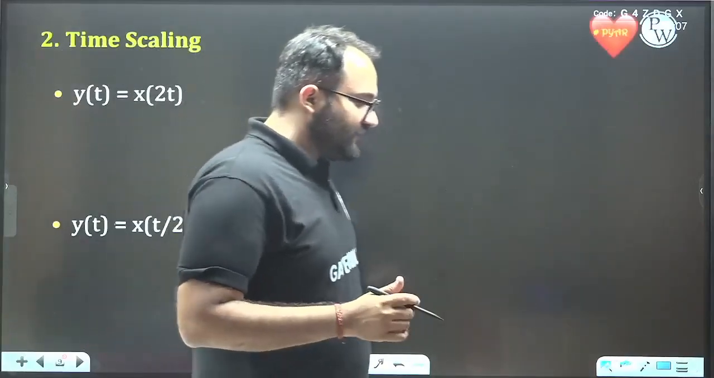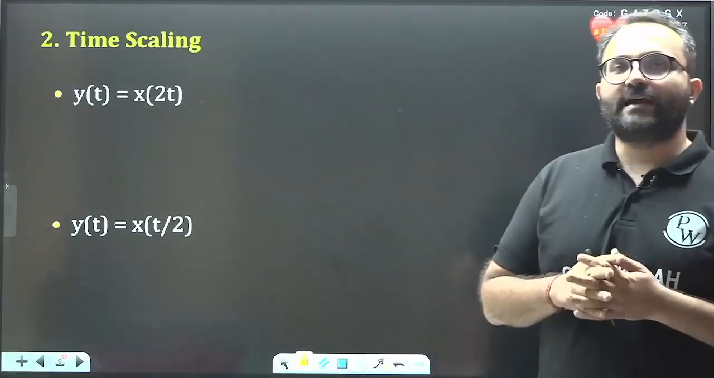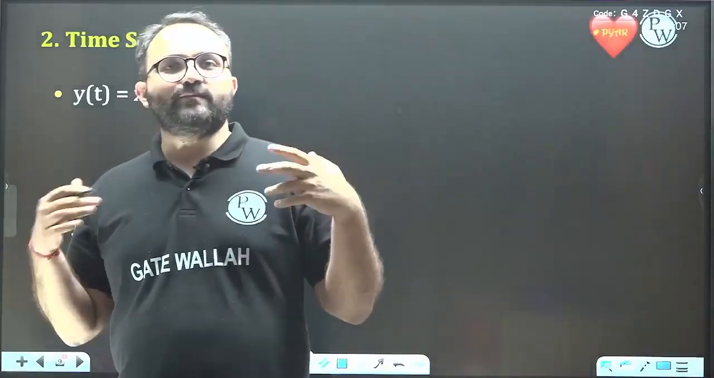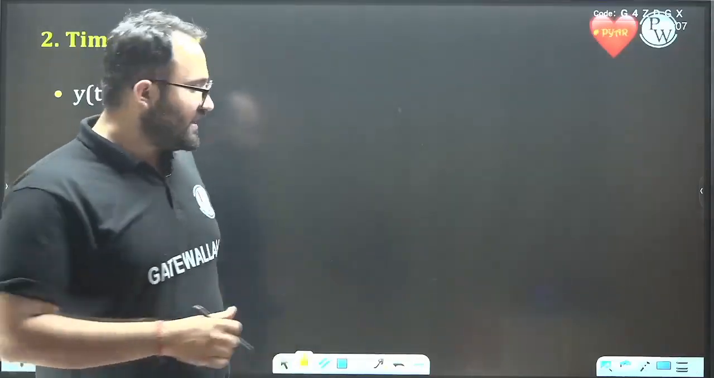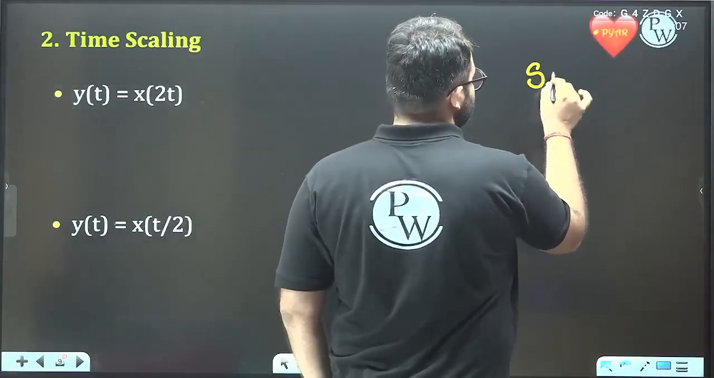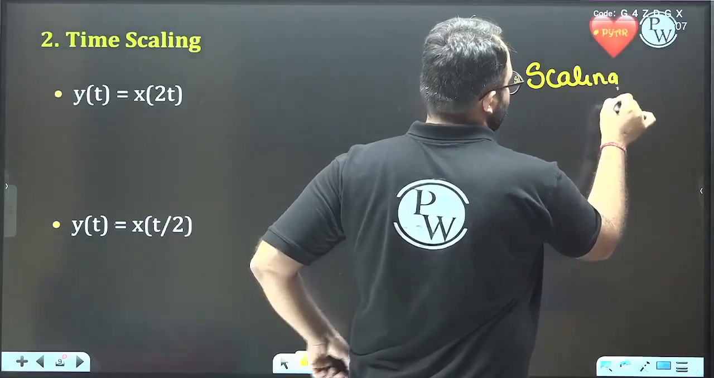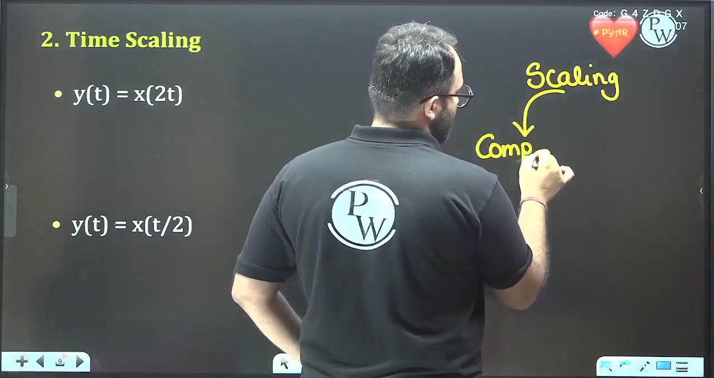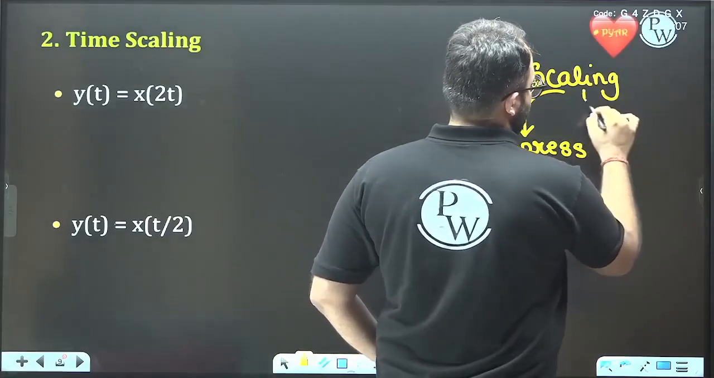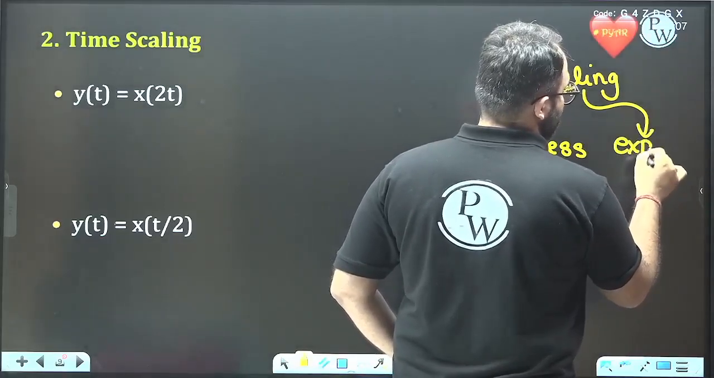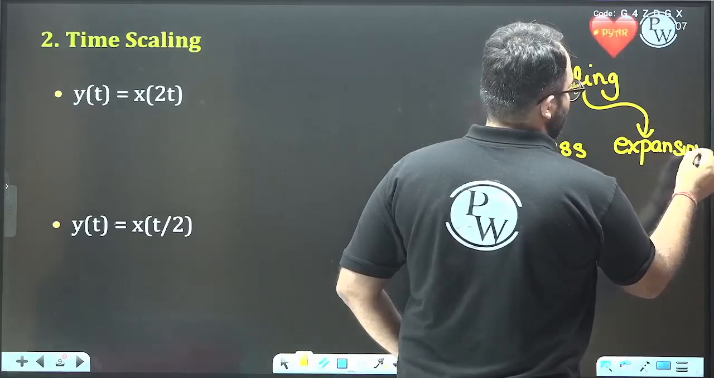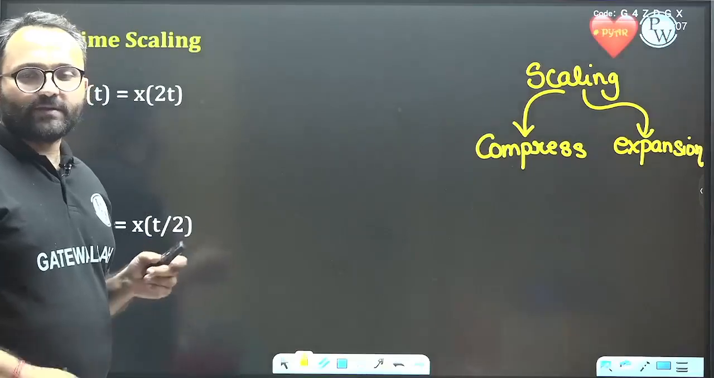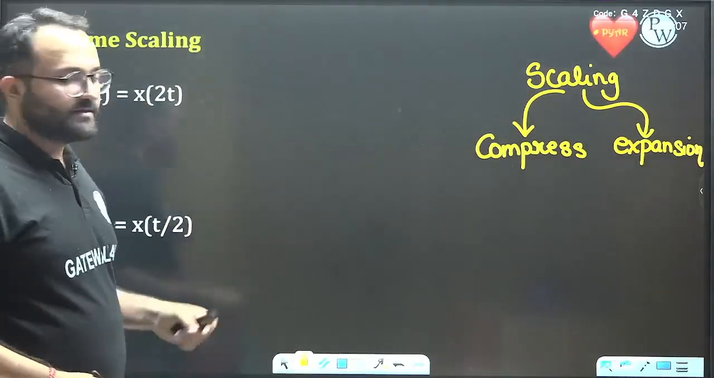Now, after the shifting operation, there is another operation, that is time scaling. Time scaling means we are compressing the signal or expanding the signal. There are two things in a scaling operation, that is compression and expansion. Now let us see what is happening in these two examples.